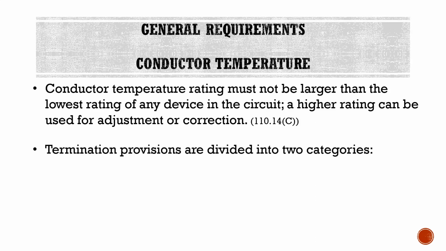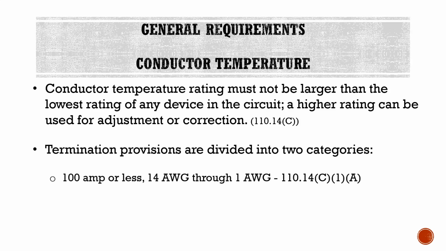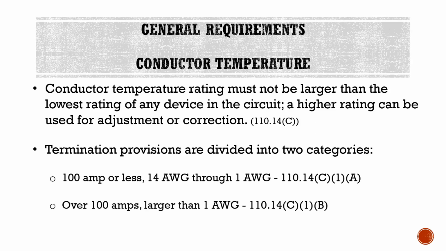Termination provisions are divided into two categories, those being 100 amps or less, 14 AWG through 1 AWG, and over 100 amps and larger than 1 AWG. And we'll be talking about those more in our next slides, starting off with our 100 amps and less.